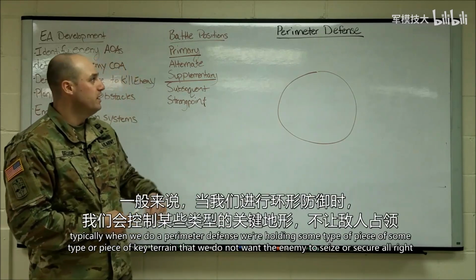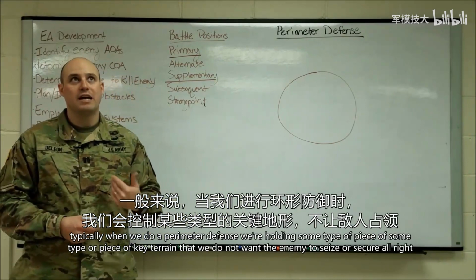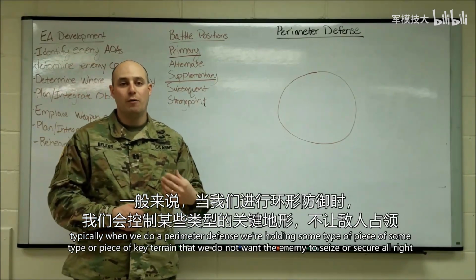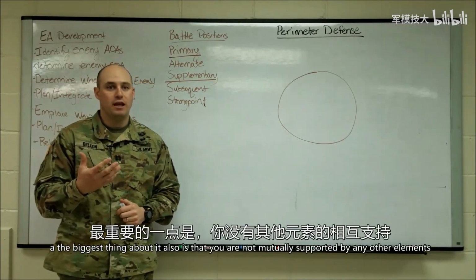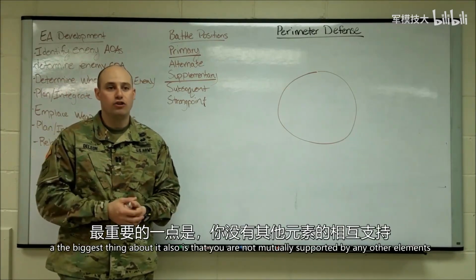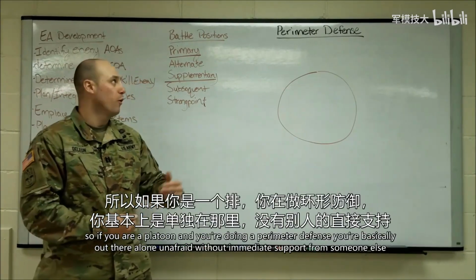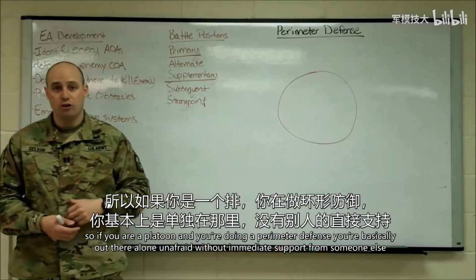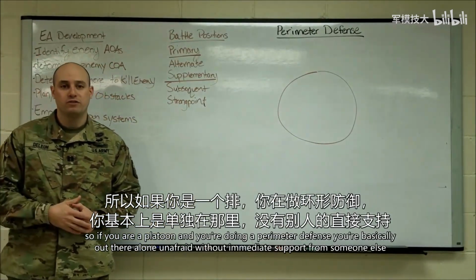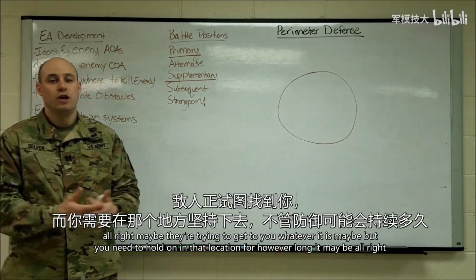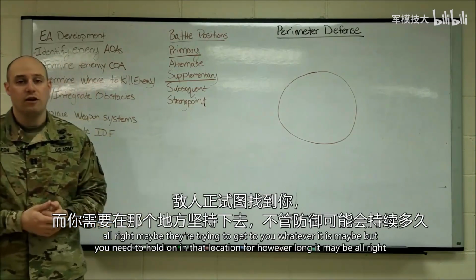Typically, when we do a perimeter defense, we're holding some type or piece of key terrain that we do not want the enemy to seize or secure. The biggest thing about it also is that you are not mutually supported by any other elements. So if you are a platoon doing a perimeter defense, you're basically out there alone and unafraid without immediate support from someone else. Maybe they're trying to get to you, but you need to hold on in that location for however long it may be.